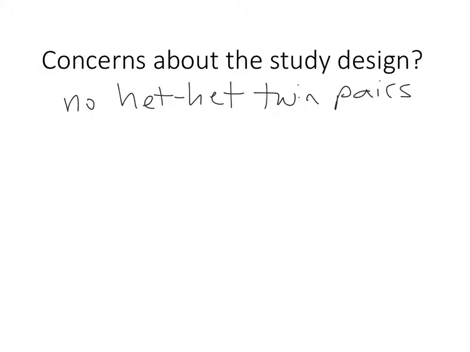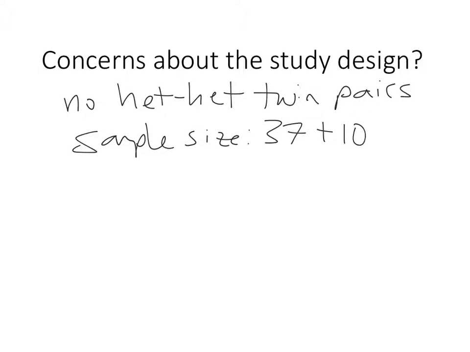Great question. Yeah. Sample size? What was the number of twin pairs? 37 where one... Yeah, 37 plus 10. So that's... and then there are some other questions beyond that. Go ahead.